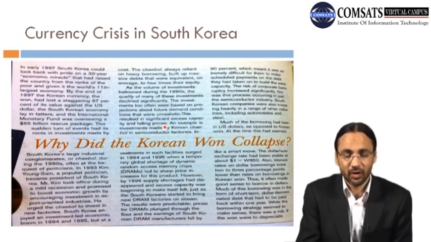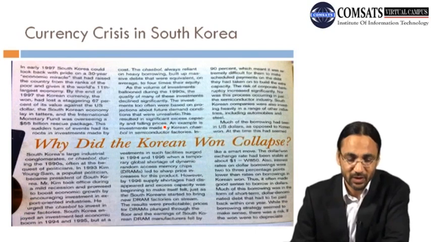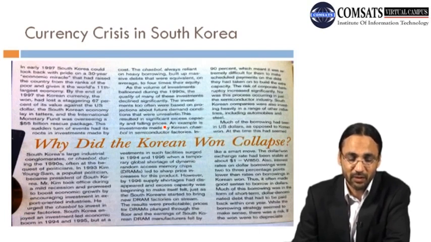Okay, as the volume of investment ballooned during the 90s, the quality of many of these investments declined significantly. The investments too often were based on projections about future demand conditions that were unrealistic. This resulted in significant excess capacity and falling prices. An example is the investment made by the Korean Chaebol in semiconductor factories. Investment in such facilities surged in 1994 and 95 when a temporary global shortage of dynamic random access memory chips led to a sharp price increase for this product.